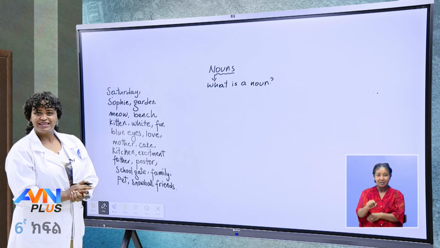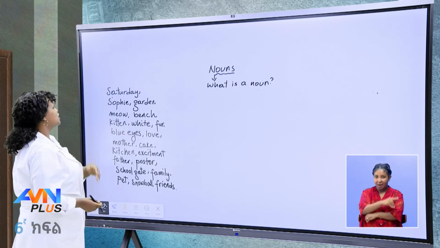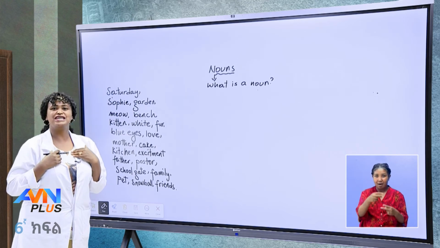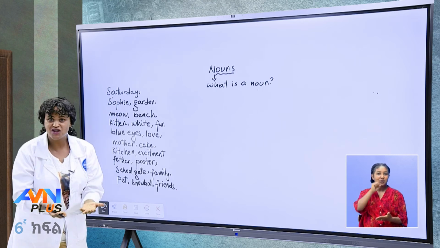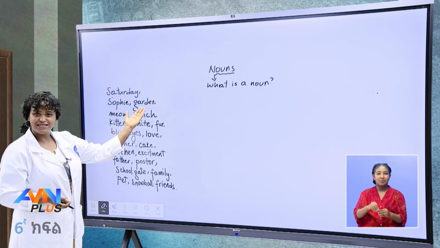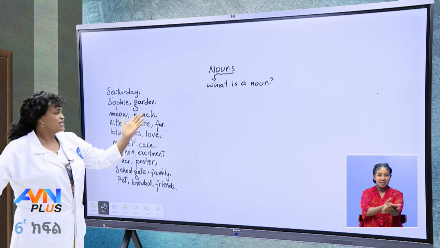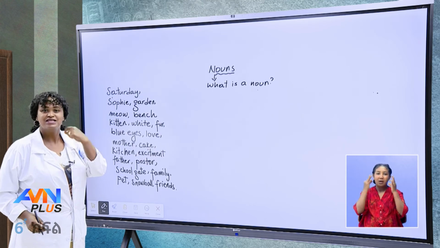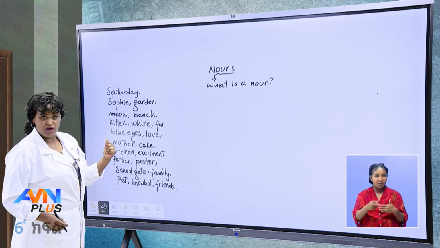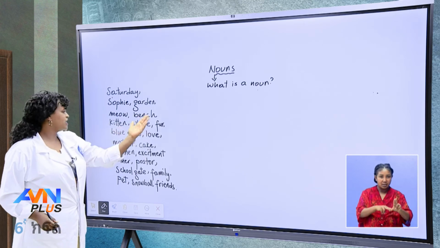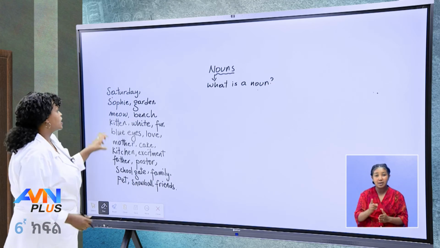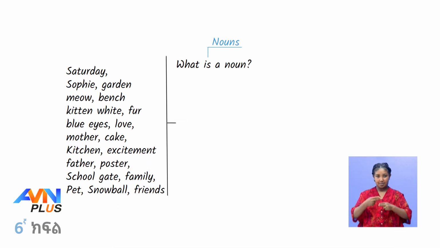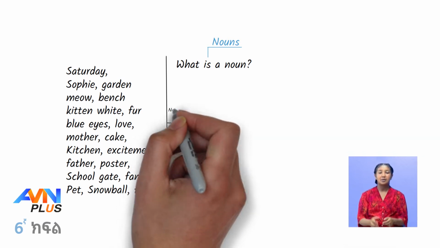Oh, good. So, it is a name. Yeah? Okay, let's go. Sophie. Any one of you with the name Sophie? I have a student named Sophie. So, Sophie is also what? A name. Good. Garden. It's a name of a green area, right? Okay. Meow. A name of? Yes, the cat's voice or the cat's sound, yeah? Bench, kitten, white fur. These are all what? These are all names or nouns.